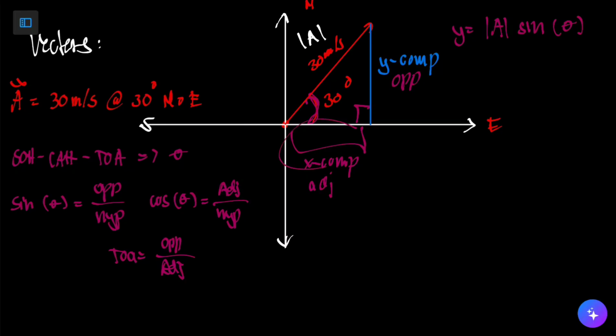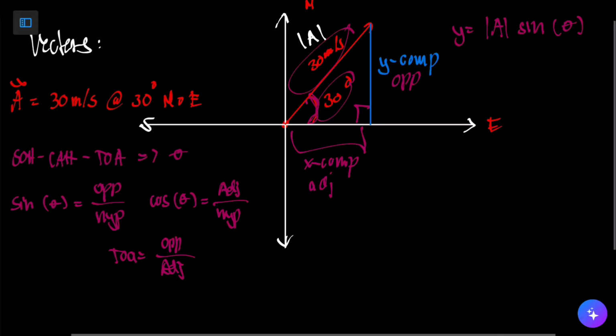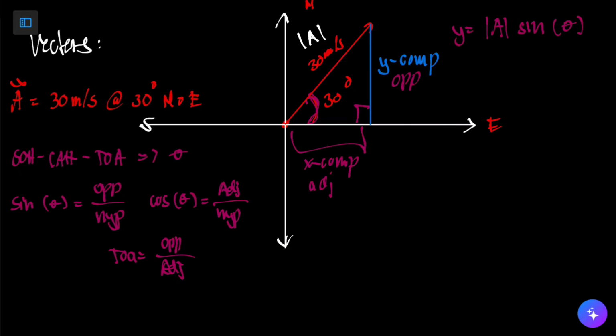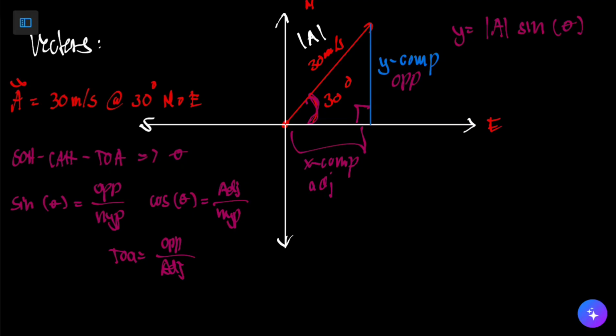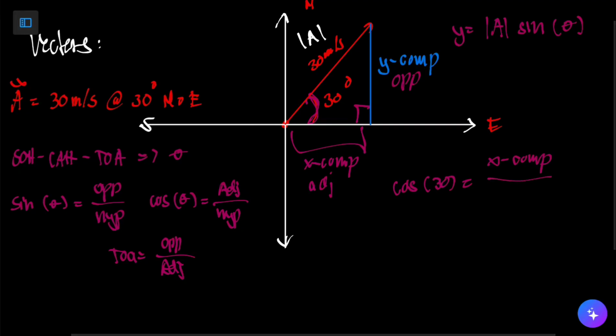And now, since we need to find this, and you have your hypotenuse, your angle, and your x component or your adjacent side, what trigonometric ratio can we use? Of course, this one, because we have the adjacent and we have the hypotenuse and we have the angle. So we can use cosine to get the x component. So the cosine of 30 degrees is equal to the x component, the adjacent side, over the hypotenuse, which is 30 meters per second.